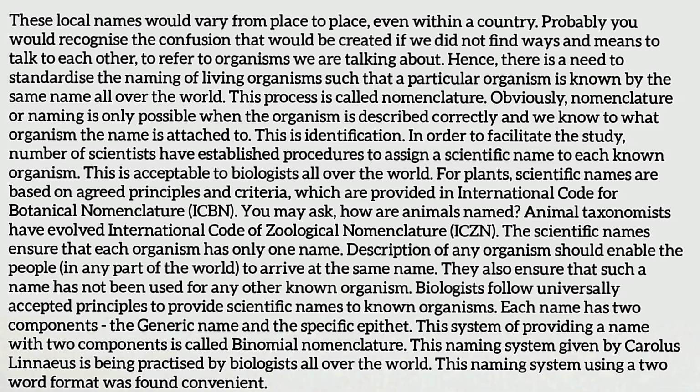Biologists follow universally accepted principles to provide scientific names to known organisms. Each name has two components, the generic name and the specific epithet. This system of providing a name with two components is called binomial nomenclature. This naming system given by Carolus Linnaeus is being practiced by biologists all over the world. This naming system using a two-word format was found convenient.